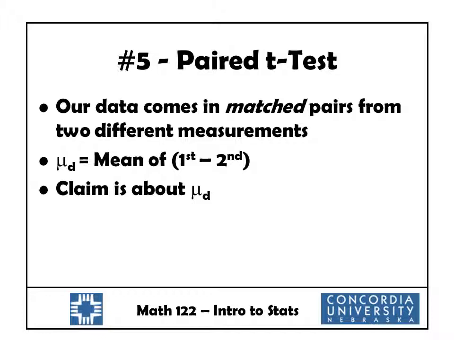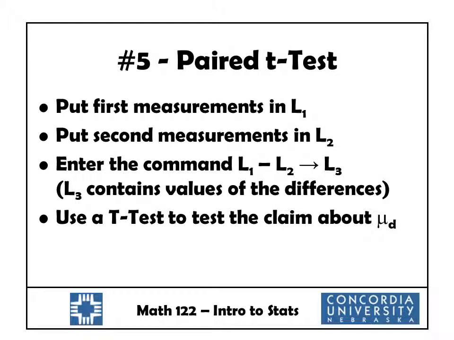Now, doing this on our calculator was a little more complicated. We had to put our first measurements in L1, the second measurements in L2, and then we enter the command L1 minus L2 store at L3. That list L3 then contains values of the differences, and we use a t-test to test the claim about mu sub d.